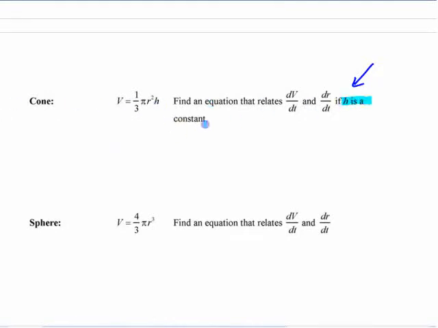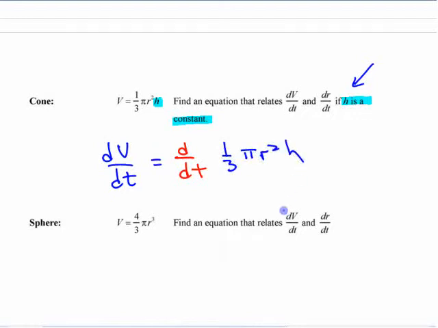It says if h is a constant here, when you're writing this formula dV/dt, you differentiate both sides with respect to t. The derivative of 1/3 πr²h, if h is a constant, you can put it outside, right? All of this stuff you can put outside. You don't have to worry about the constant, and you don't have to do the product rule.